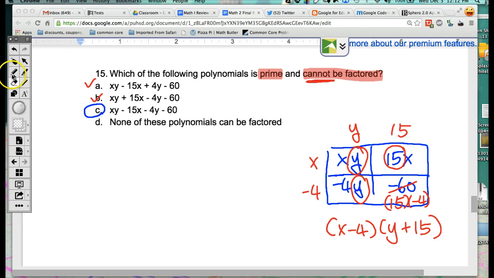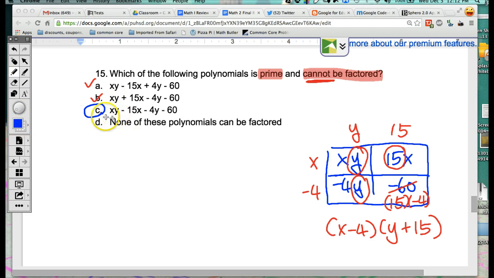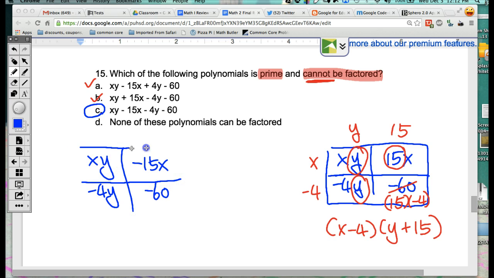So let's go ahead and do this again. Same thing, I'm going to start with the xy. And then I have negative 15x, and then negative 4y, and then negative 60. And then I create my box.